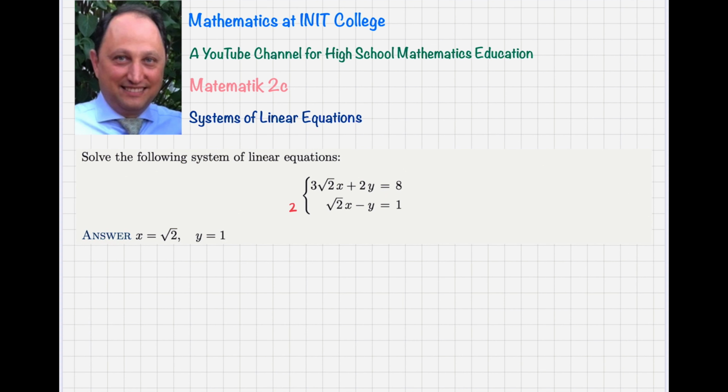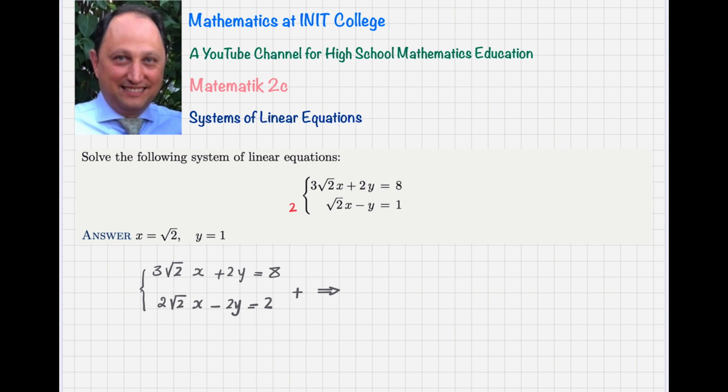But let me write the equation once here. So I will copy and paste the first equation, 3 square root of 2 times x plus 2y equals 8, and then I multiply the second equation by 2, it becomes 2 square root of 2x minus 2y, and the right hand side becomes 2. And now I add them side by side.